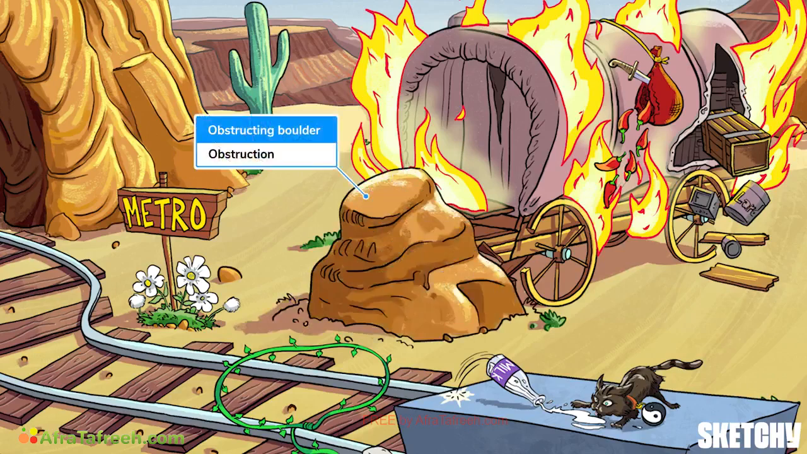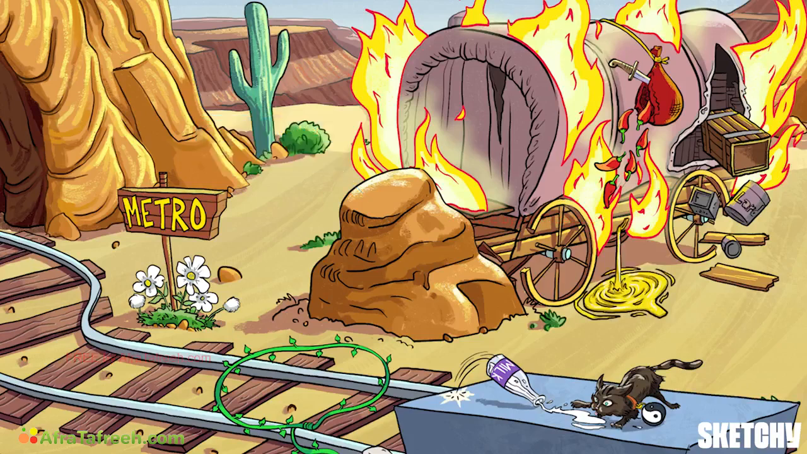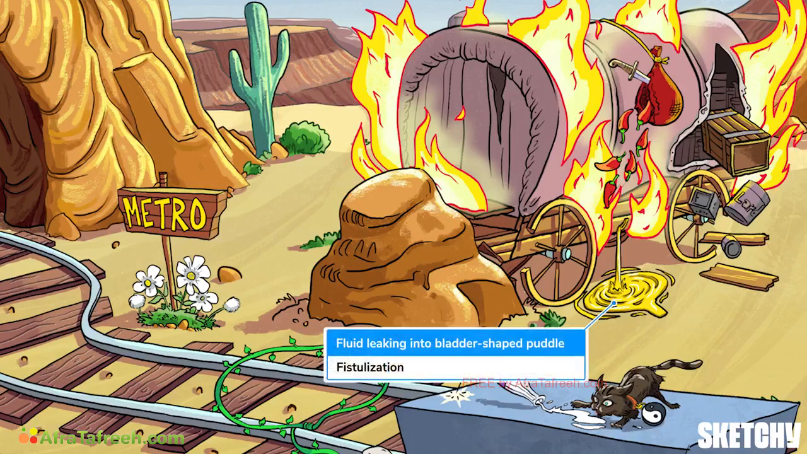A large bowel obstruction can also occur, like this large obstructing boulder. If that boulder wasn't there, maybe this wagon could have escaped. An obstruction can result from significant inflammation or compression from an abscess. Recurrent diverticulitis can also cause scar tissue and stricturing over time. If the obstruction is persistent, even after antibiotics and drainage of any abscesses, or is due to a chronic stricture, surgery may be necessary.